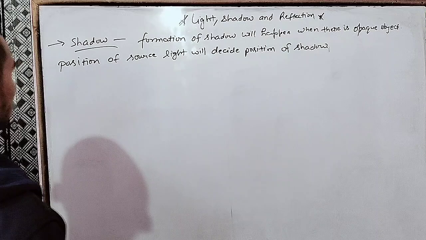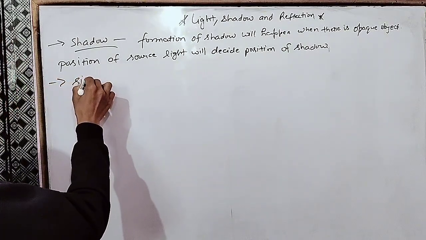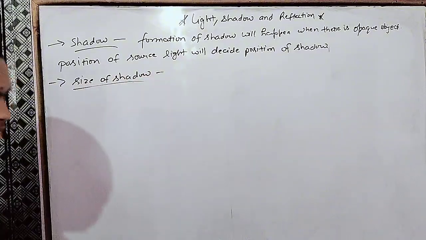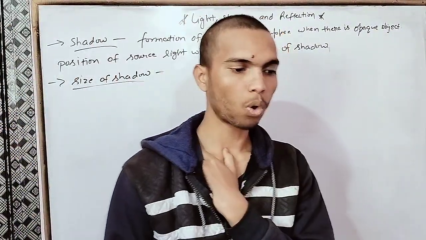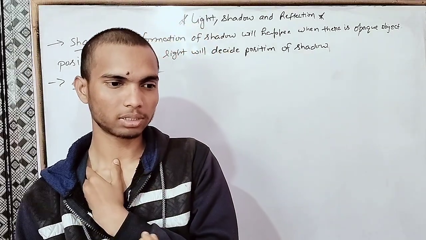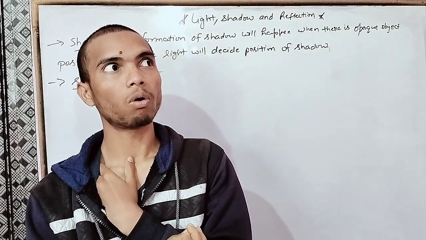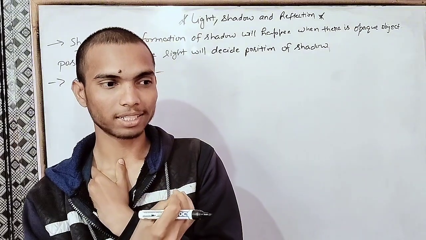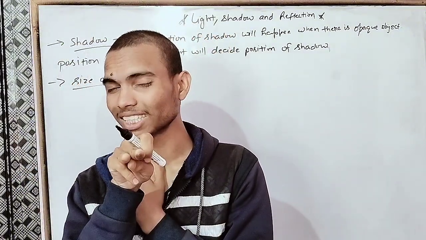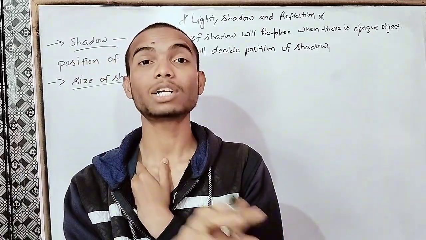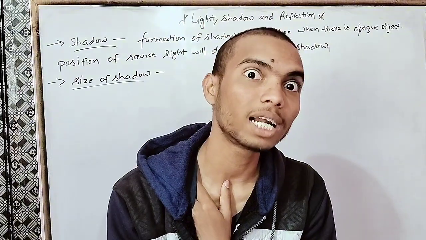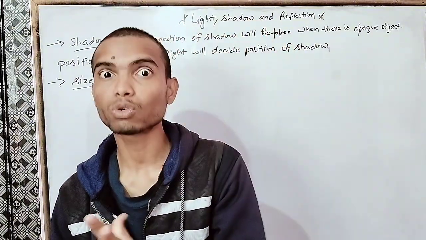Now, the size of a shadow. The size of a shadow will be large or small. Who will decide it? The distance between the source light and the object. So the distance between the opaque object and the source light will determine the size of a shadow.